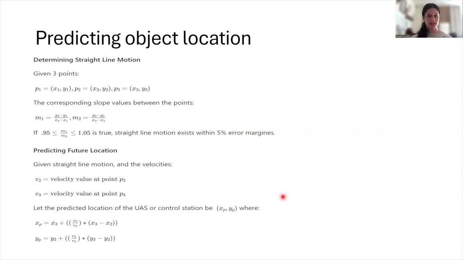Now, if straight line motion exists, then we can predict the future location. We predict the future location based on the velocity value of the UAS or control station given by the RID data that's transmitted to our system through the database. Using those velocities, we can create a ratio of those and multiply those ratios by the difference traveled, and then add that to the last location that we knew about the drone. We can use that to create a predicted location here.